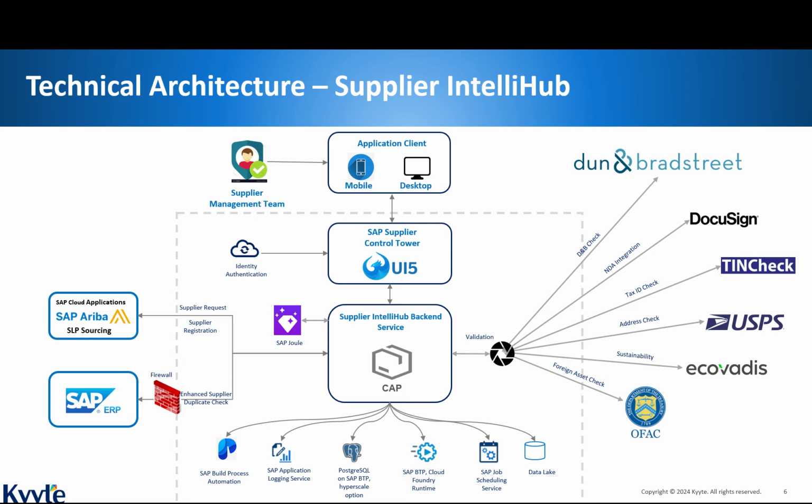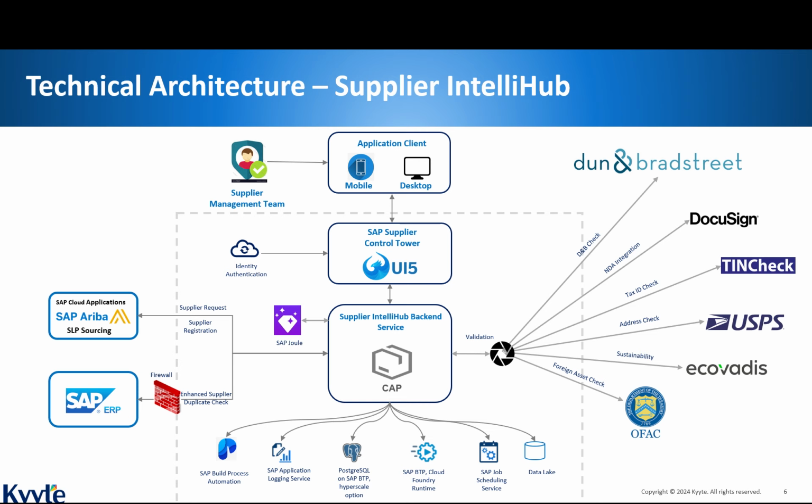Supplier IntelliHub maximizes the potential of SAP PTP by seamlessly integrating with key SAP applications, including SAP Ariba, SLP, and SAP Ariba sourcing. In addition, it integrates with third-party solutions such as DNB, TINCheck, and OFAC to provide a comprehensive validation of supplier data, ensuring accuracy and reliability throughout the supplier onboarding process.